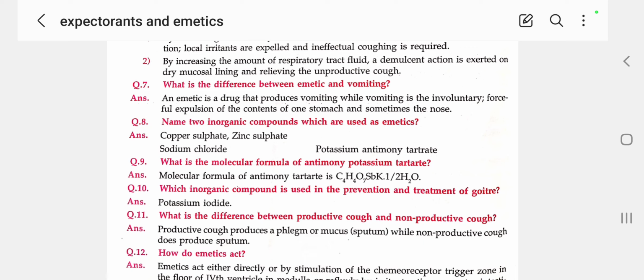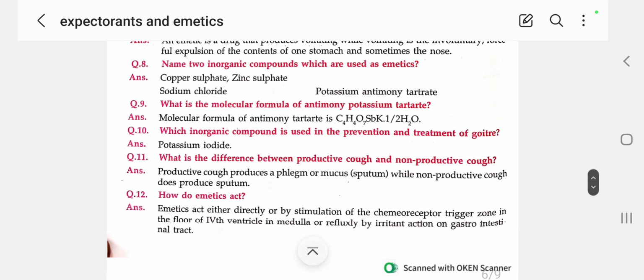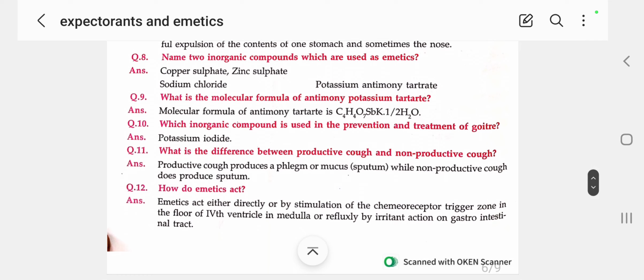What is the molecular formula of sodium potassium tartrate? Here, instead of antimony potassium tartrate, I gave you sodium potassium tartrate, so you may refer to part 2 of the expectorant and emetic topic. Next, which inorganic compound is used in the prevention and treatment of goiter? That is potassium iodide.